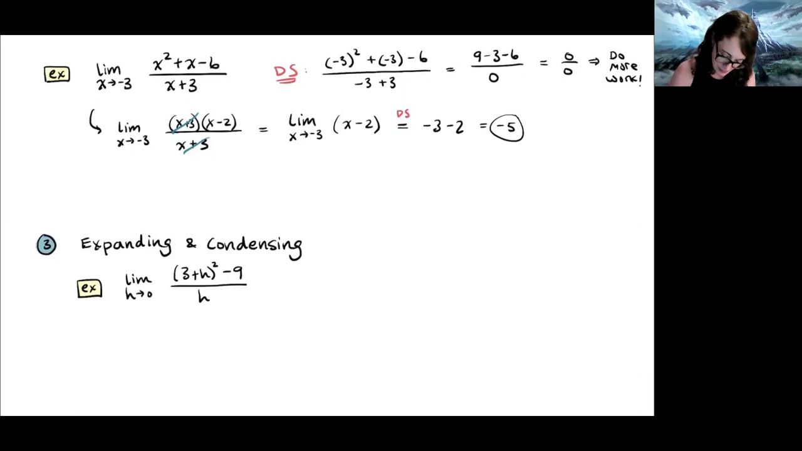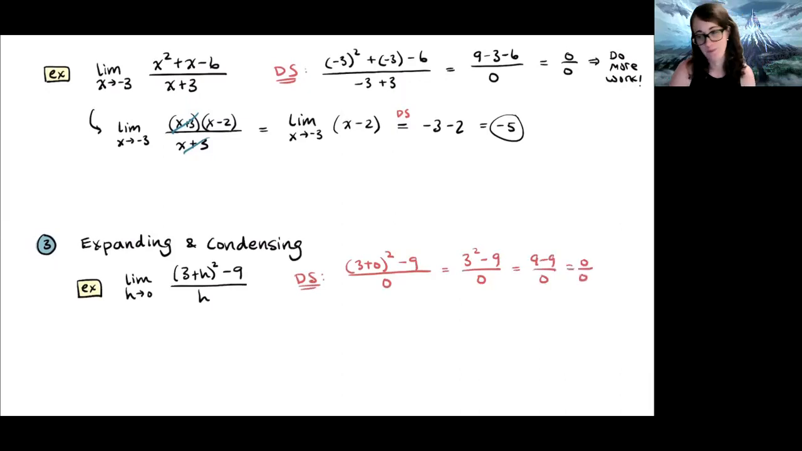When we try direct substitution, even though there's an h here, don't let that bother you. We'll just plug in a 0 for h. That'll give us 3 squared up top minus 9 over, oh no, what's going on? We don't have an h here anymore, right? We have a 0, so over 0. That's 9 minus 9 over 0. Okay, so 0 over 0. Do more work.